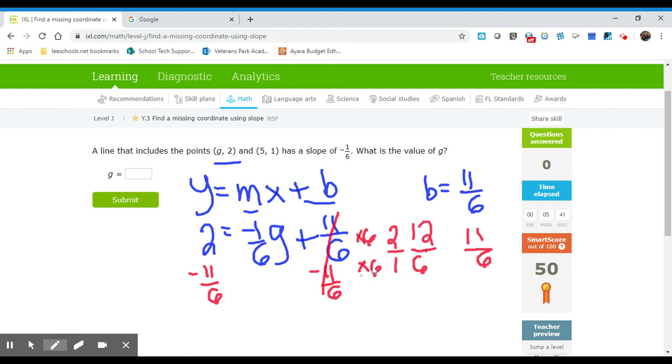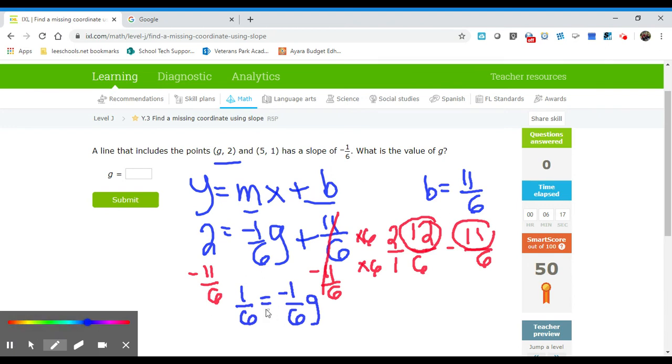Since we have common denominators, now we can subtract. But we subtract the numerators. 12 minus 11 is just going to be 1/6. Okay? So let me clean this up a little bit. So this is what you'll be left with. 2 minus 11/6 gives you positive 1/6 equals negative 1/6 g. So now to get rid of this negative 1/6, since it's being multiplied by g, you need to divide it. Divide by negative 1/6.